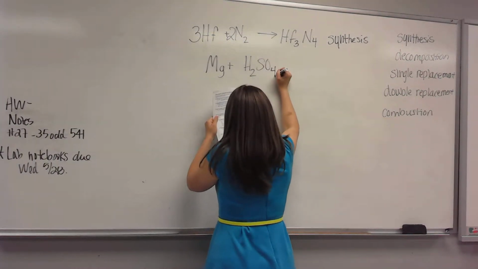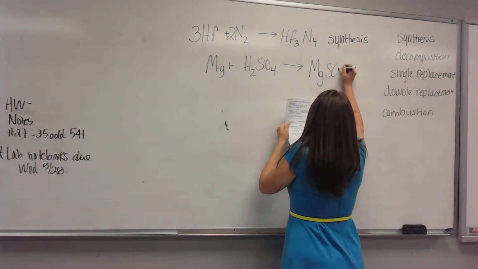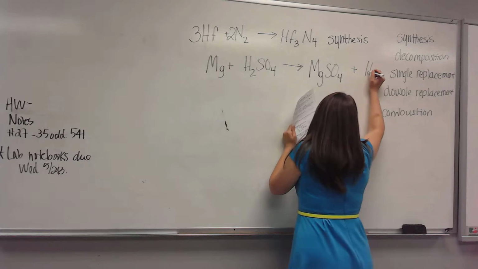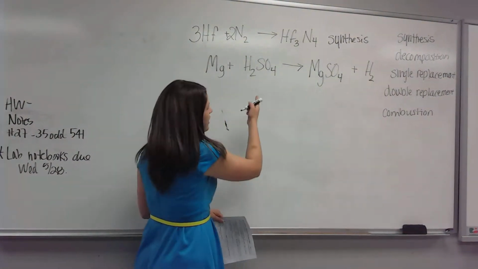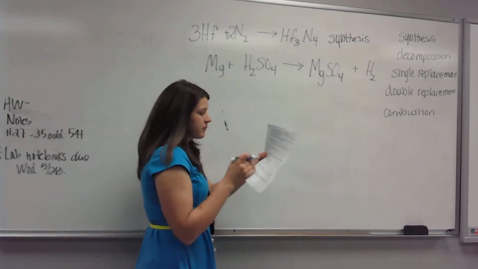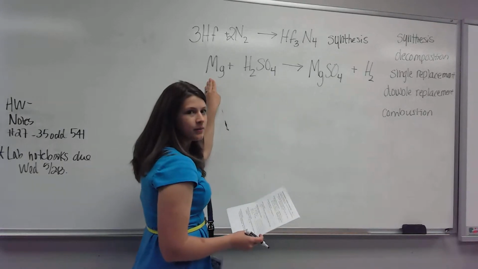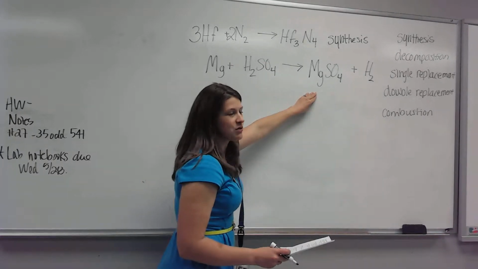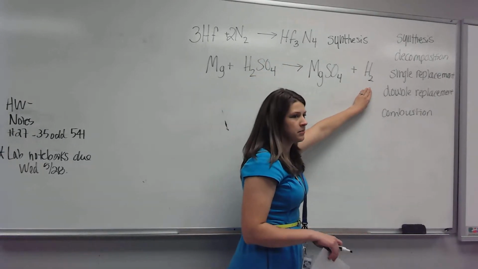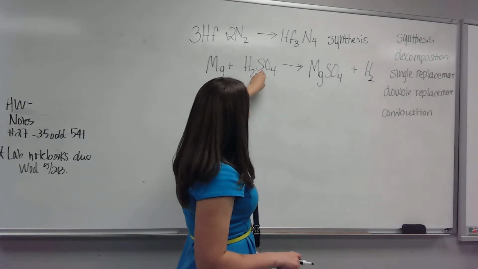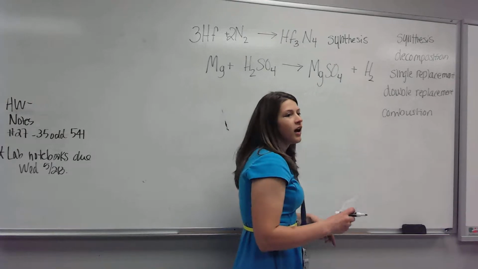I have 1 magnesium, H2SO4, magnesium sulfate, and hydrogen gas. You guys actually did this in the lab. You did it with HCl, a different acid, though. Okay, let's start with magnesiums. You have a magnesium, and you have magnesium. So those ones look pretty good. We got 2 H's. We got 2 H's. Looks pretty good. We got a sulfate and a sulfate, or 1 S, 1 S, 4 O's, 4 O's. Okay. And so that one's balanced.